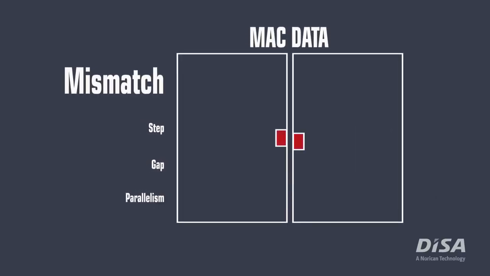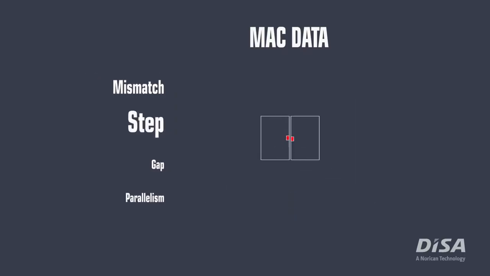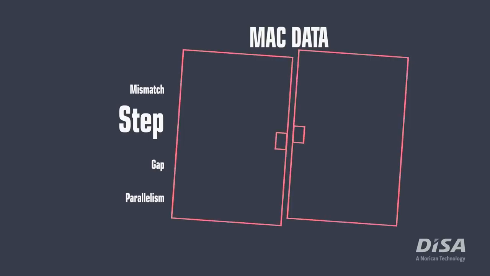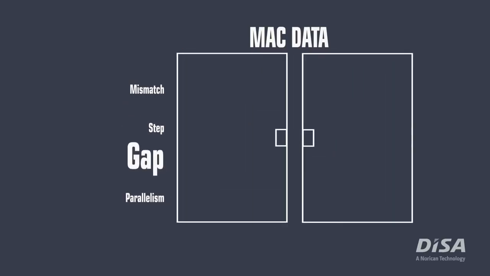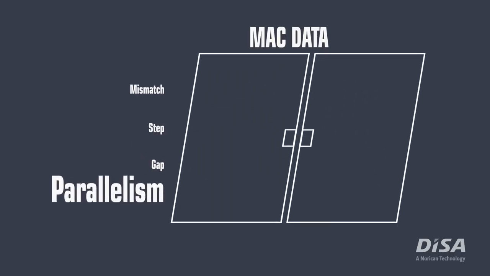Mismatch. This is the misalignment between cavities after close-up. Step. Step is the misalignment between molds after close-up. Gap. This is identified as the distance between 2 adjacent molds. Parallelism. Parallelism is the alignment between PP and SP parting surfaces.